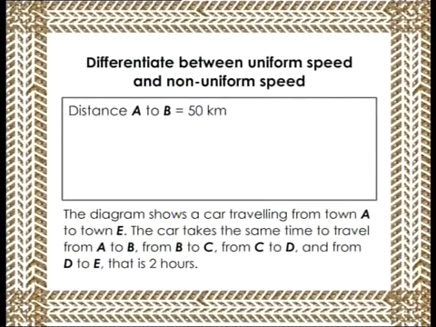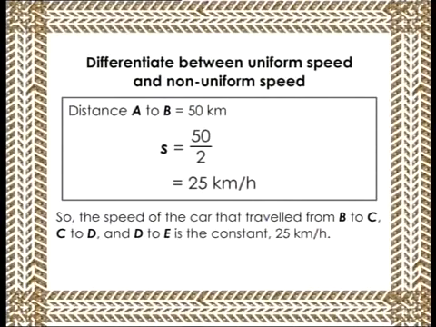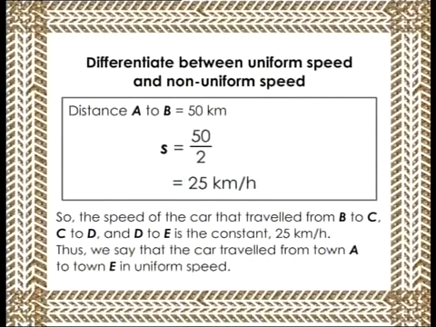From A to B, speed equals 50 over 2 equals 25 kilometers per hour. So, the speed of the car that traveled from B to C, C to D, and D to E is the constant 25 kilometers per hour. Thus, we say that the car traveled from town A to town E in uniform speed.